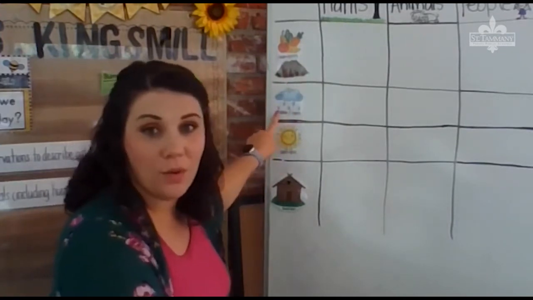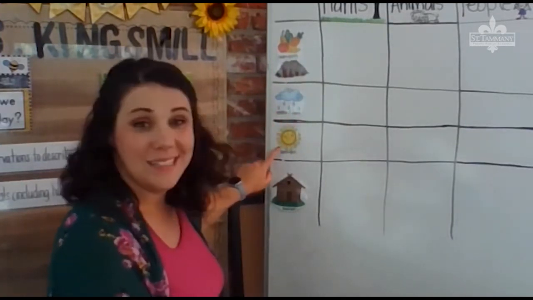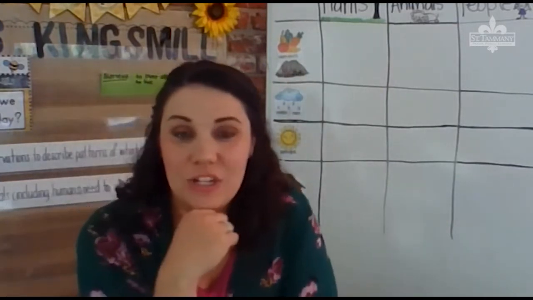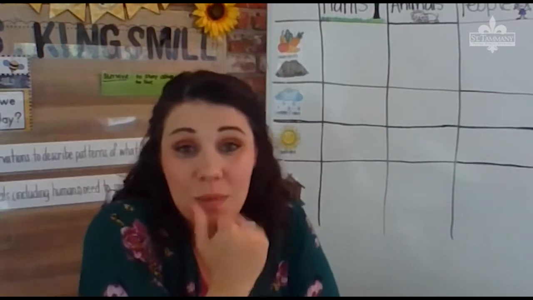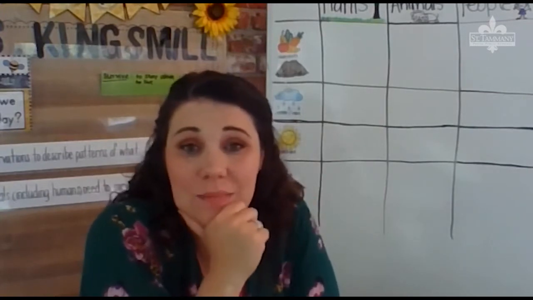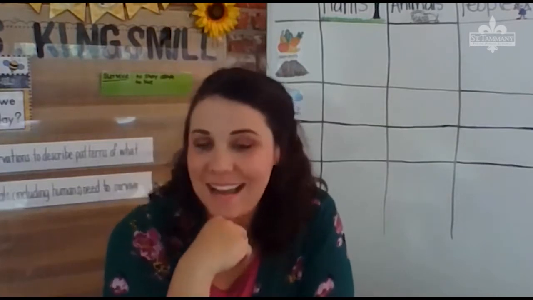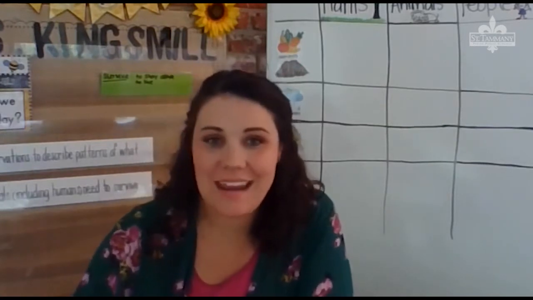I also have water or rain, sunlight, and shelter. Let's take a look at some pictures and see what we notice, and then we can make check marks next to the items that these things need in order to survive. That's right. Let's get started.